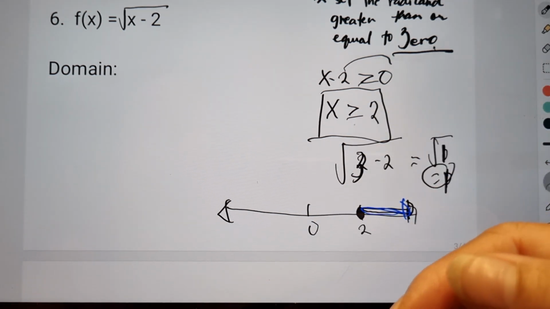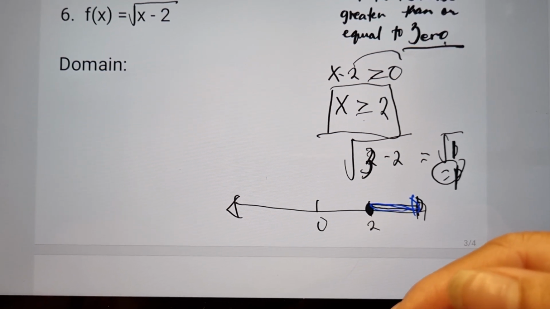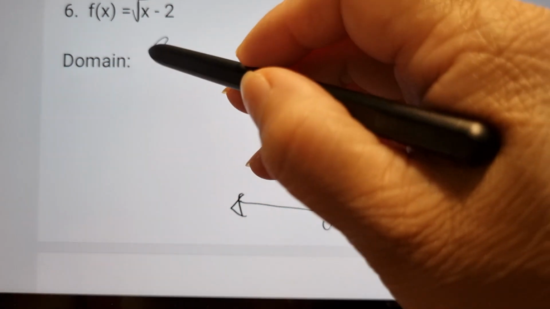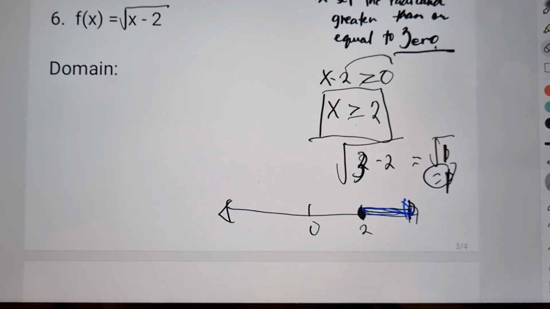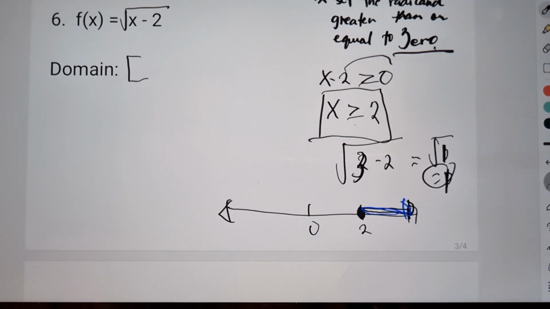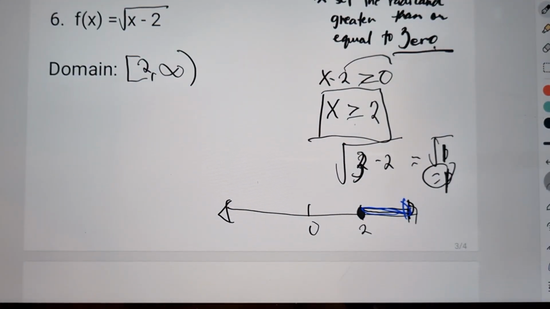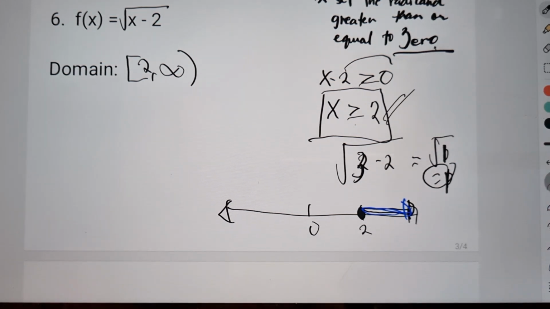Okay? And that would be how we're gonna write that using interval notation. So the domain here, that should be like this. Because 2 is included. Start with 2, and then up to positive infinity. So that's the domain. All numbers greater than or equal to 2. Ayan.